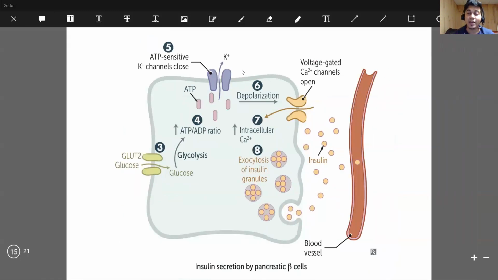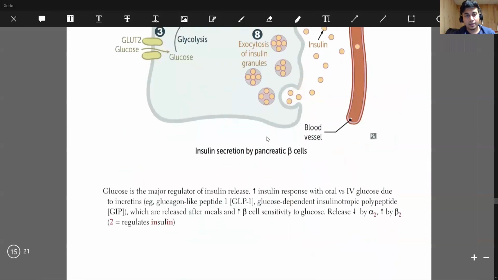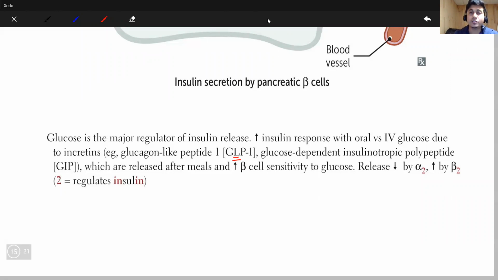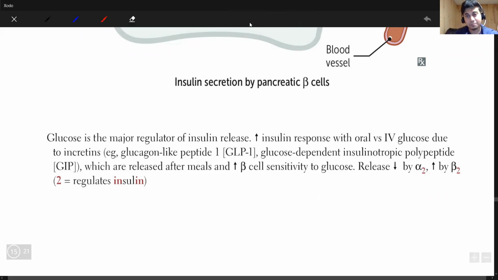There are several other ways the beta cell can be stimulated to release insulin. Here's one way you can see that glucose is the major regulator of insulin release. Insulin secretion by the beta cell can also be increased by several other things. One is glucagon-like peptide. Usually, we know that glucagon inhibits the secretion of insulin. But this glucagon-like peptide is another type of protein that increases the secretion of insulin by working on the beta cell.